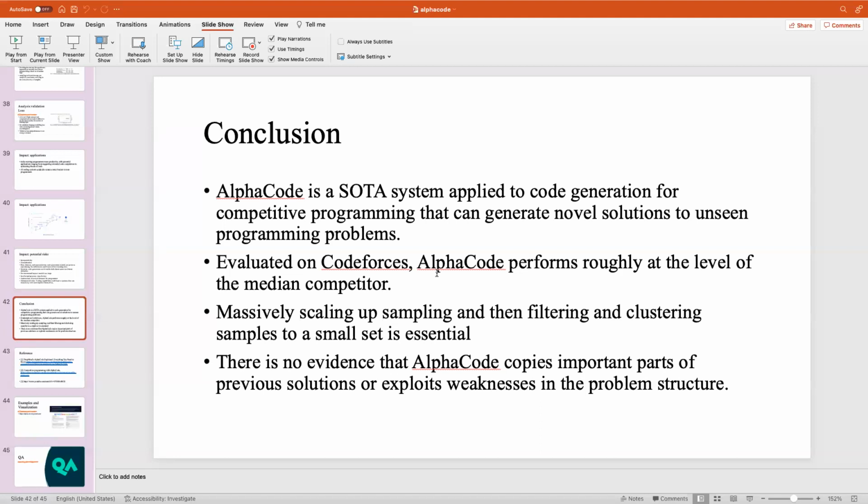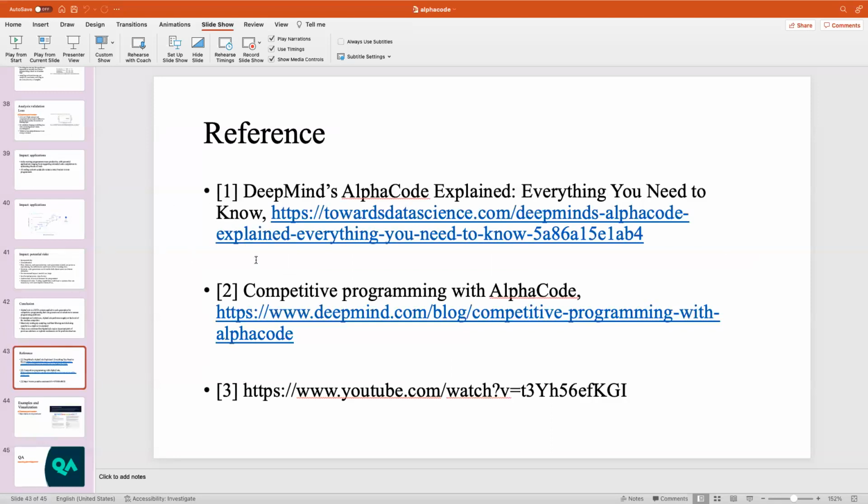And AlphaCode is not directly copying from the pre-trained data. Instead, it's actually generating new solutions, so it can solve unseen problems. So, yep. And here are some references.